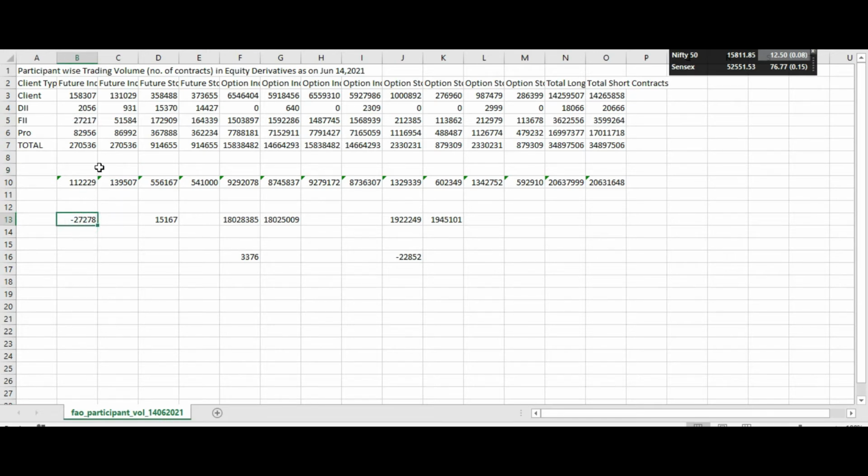Also, the long positions from the FII significantly came down. The last time when we reviewed this, the net open position was about 25 grand on the positive side. I hope you all are with me on this. You remember? If not, please go back to the channel and refer to the video we spoke about the previous day. We are just repeating it now.